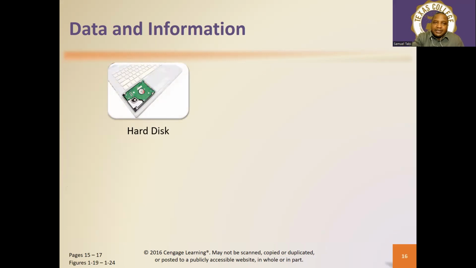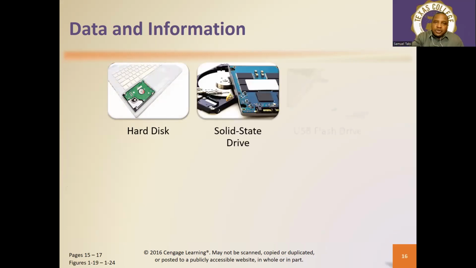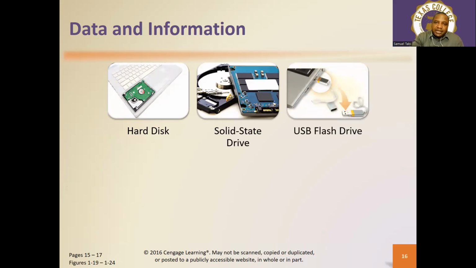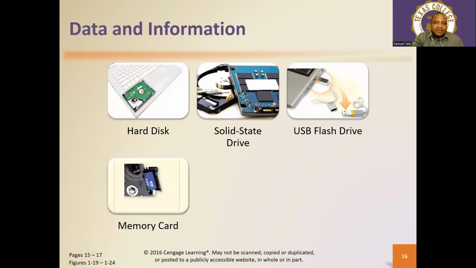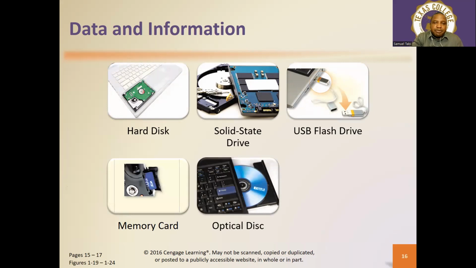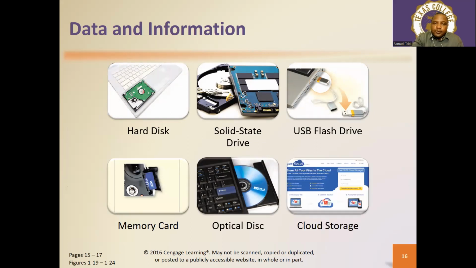So that's a hard disk. The solid state drive, USB flash drive, or portable storage media. Memory card for phones and cameras, optical disc, that will be for CDs, DVDs, Blu-ray. And then cloud storage, okay? So these are different types of storage media or medium.